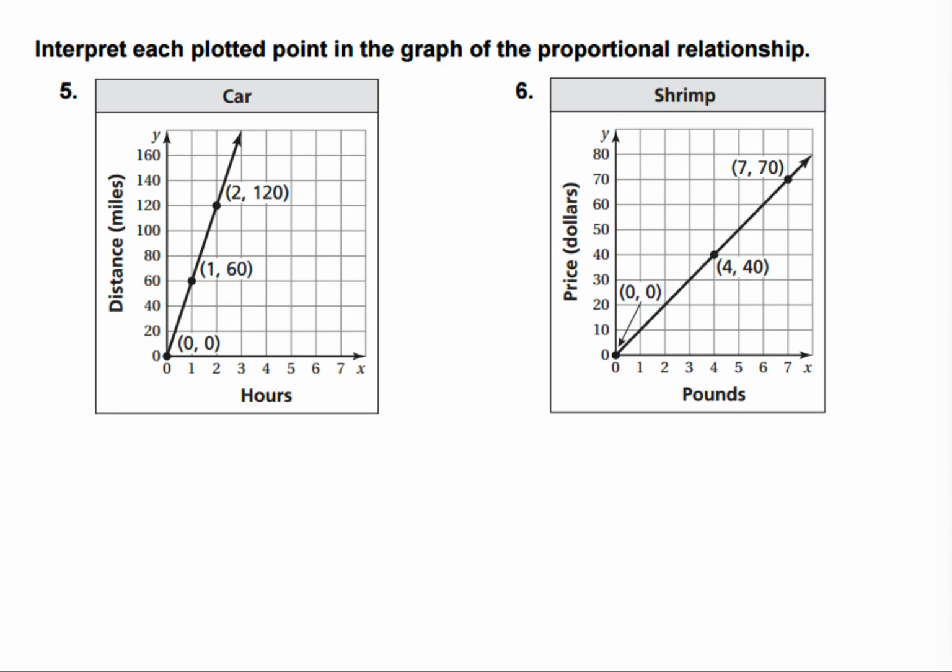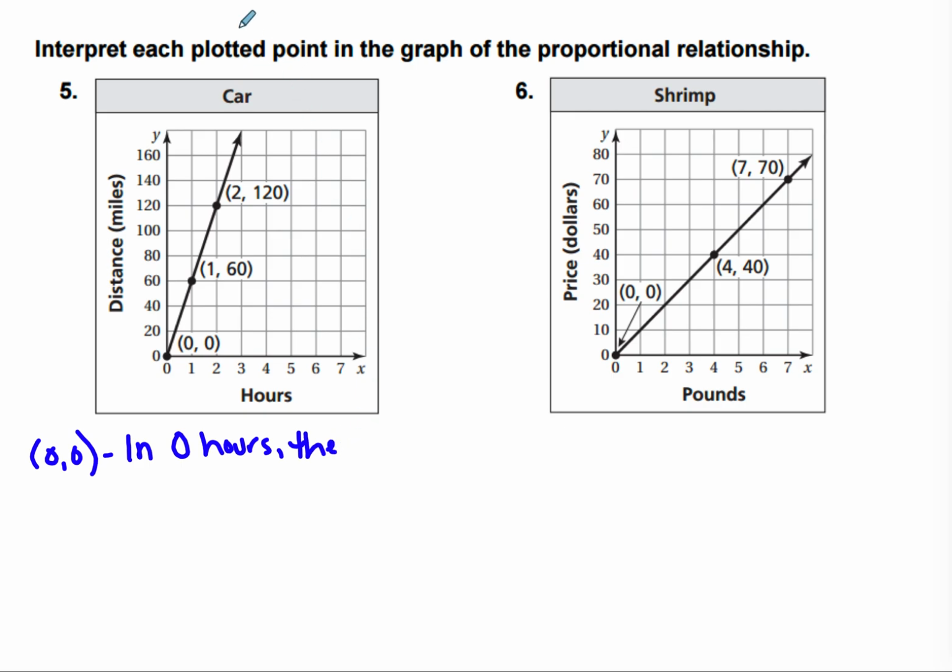All right, go ahead and pause the video and try these two problems. All right, let's check our answers. So for our car, we've got 3 different things. Our labels, miles, hour. We need to include that information. So my first point is 0, 0, and 0 hours.